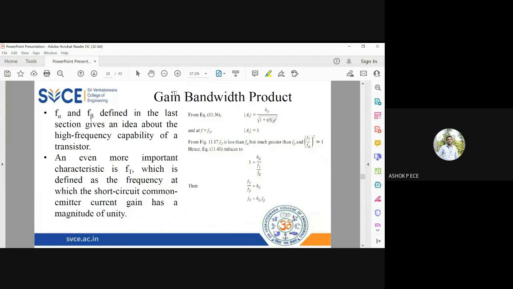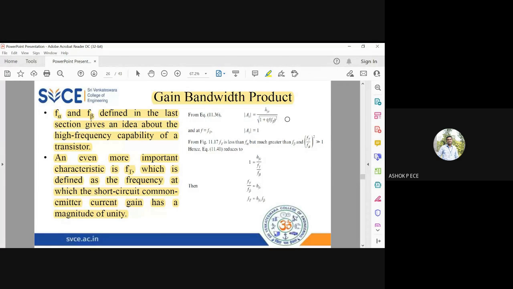So next one, we are going to see what is the gain bandwidth product. We have derived two cutoff frequencies, F alpha and F beta, which give an idea about how the current gain is going to vary for the common emitter amplifier at high frequencies. We are going to derive one more parameter called Ft, which is defined as the cutoff frequency at which the amplifier is going to have a unit current gain. The current gain is 1. Current gain is unity. So we are going to derive one more frequency called Ft. Ft is called the cutoff frequency at which the current gain is unity.